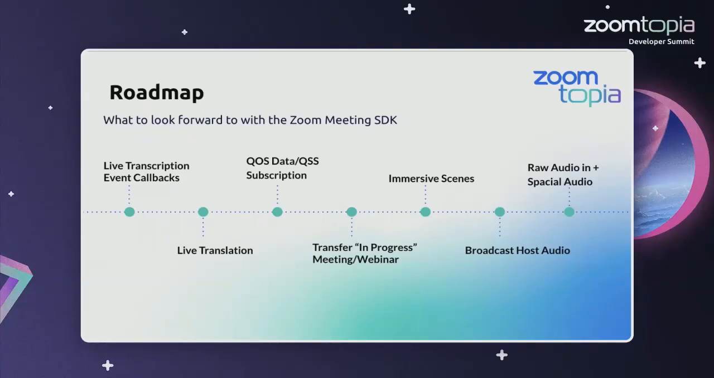Next, we have our raw audio in and spatial support. Raw audio in will basically allow you to bring raw audio into the system. This is great for meeting SDK clients using their application for music-related solutions or speech therapy. Next, we have our broadcast host audio. This would allow hosts to broadcast via audio from the main session to the breakout sessions. This could be announcing the time left within the session, changing the prompt of whatever the meeting session may be, or bringing you back to the main session.